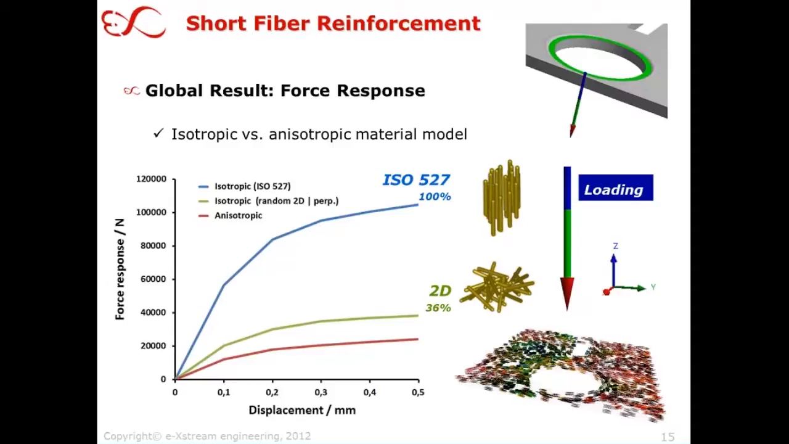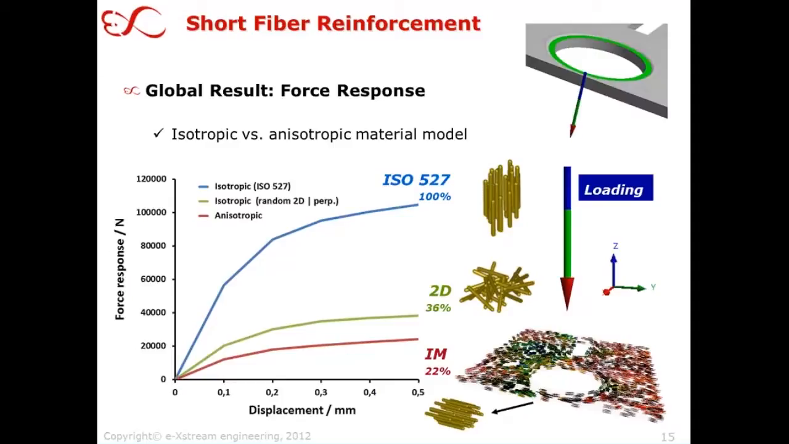And so things improve a little bit if we go to the two-dimensional fiber orientation. So we see that we reduce the maximum force from 100%, if we scale it for the ISO dumbbell, to 36% for the 2D arrangement, but still we are a little bit far away from what we find for the realistic case where we really compute the behavior anisotropically. And so with respect to the ISO dumbbell, what we find is that the red curve lies at 22%, and it's even weaker than the 2D arrangement.